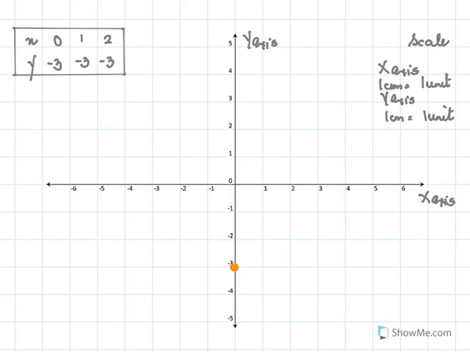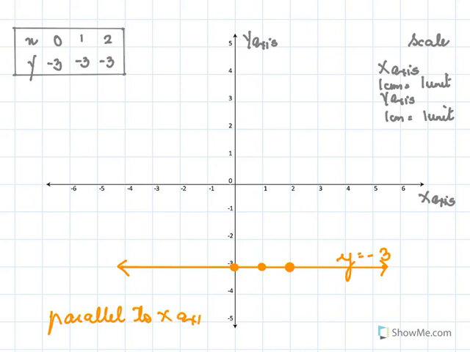Then we plot the point 1, minus 3, and 1, minus 3 is here. Then we plot the point 2, minus 3, and 2, minus 3 is here. Now let's join. So here we will join this. This would be your line. That is y equal to minus 3. It is a line parallel to the x-axis.